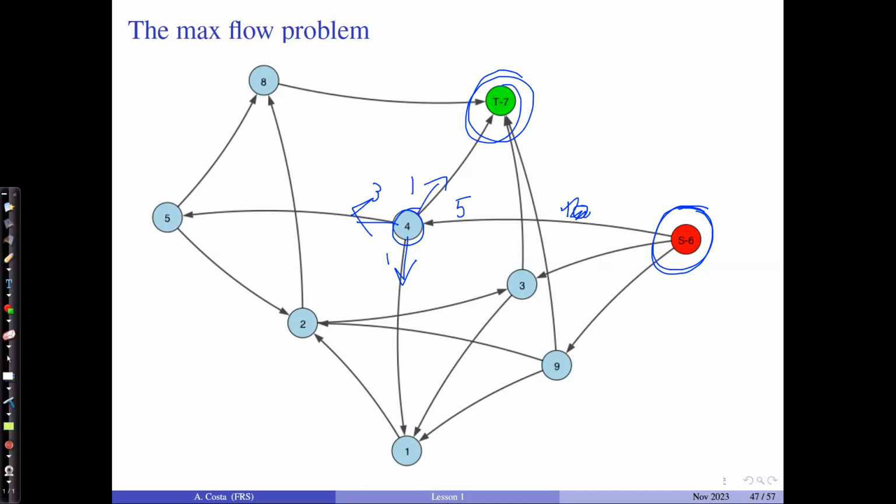We are sending from source to terminal through the network. Each arc is associated with a capacity, the maximum amount of goods that we can send. And at every node, we have what is called a flow conservation constraint. That means whatever is going in must go out. This is the setting of the max flow problem. What is the objective? Choose how much to send on each arc so that we maximize the amount of flow that exits here, which is equal to the amount of flow that enters there. So this is the problem.